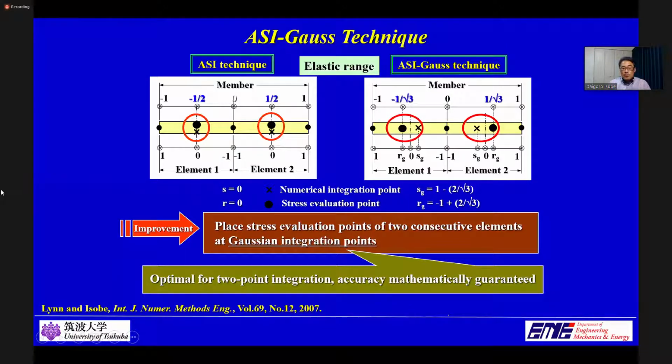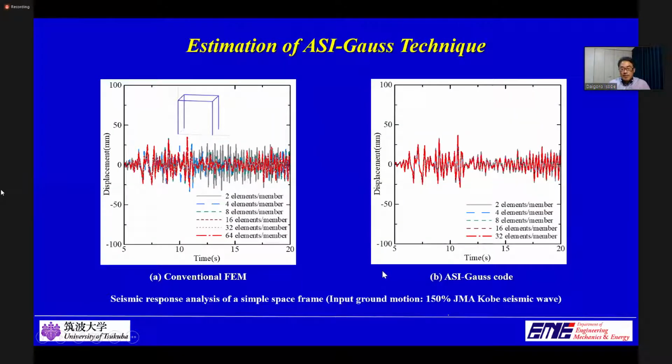Now let me show you how it works in actual analysis. Some seismic response analyses of a simple space frame are performed for the estimation. These figures show the response obtained at the upper left corner of this frame. The numbers shown in this figure indicate the element subdivision number per member. Because the plastic hinges are expressed only at the midpoints of the elements, the conventional FEM indicates a very slow convergence, and nearly 32 to 64 elements per member are needed to obtain the converged solutions.